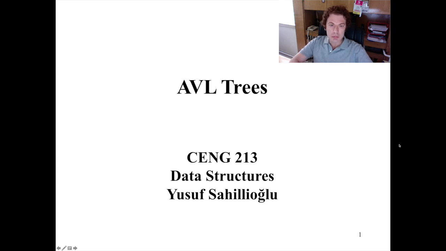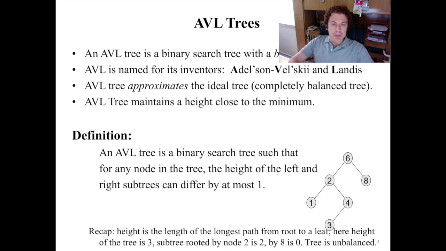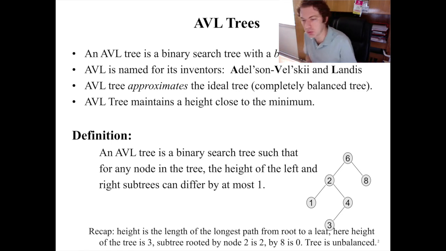Hi, the topic today is AVL trees in our data structures course. This is a binary search tree with a balance condition, meaning that in this special binary search tree, for any node, the heights of the left subtree and the right subtree can differ by at most one. So 0 is okay, 1 is okay, but 2 and more is not okay.